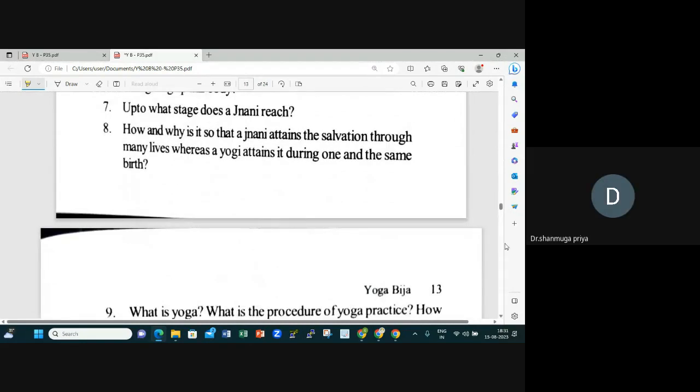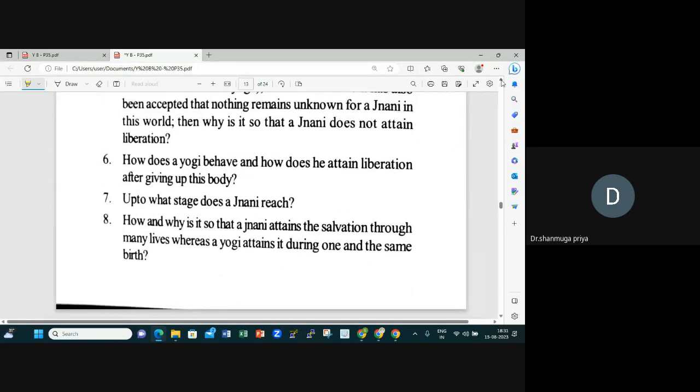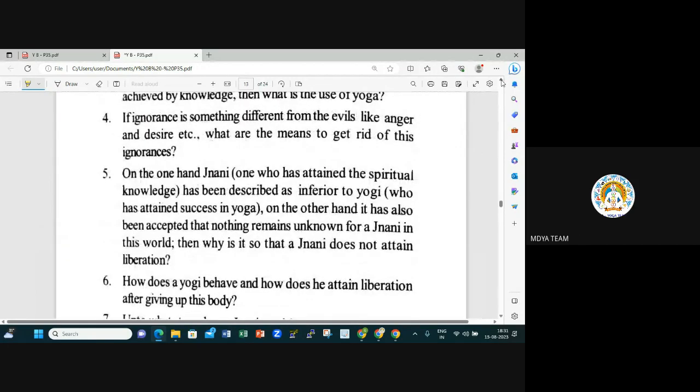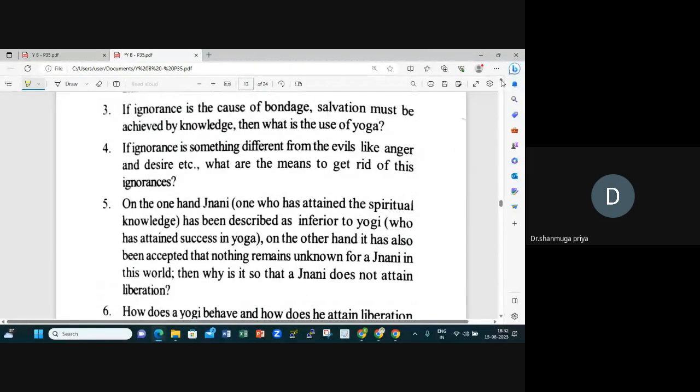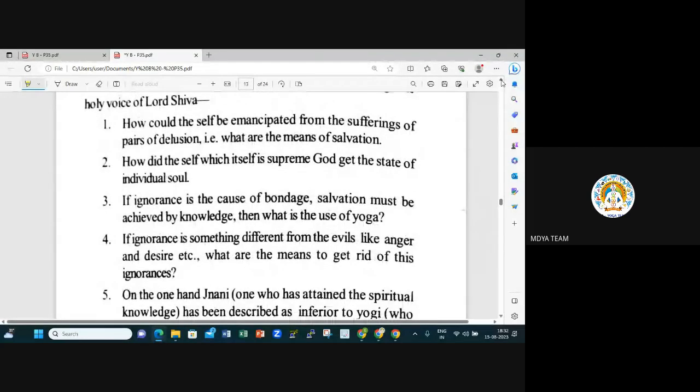Ma'am, the second question, individual soul, it means oneness with God. Can you repeat? I'm not able to hear you properly. There it is mentioned, individual soul. Which question? The second question, ma'am. So it means getting oneness with God.